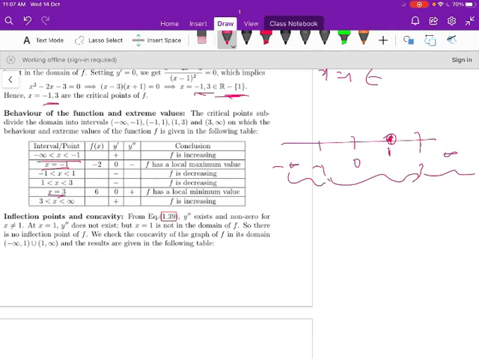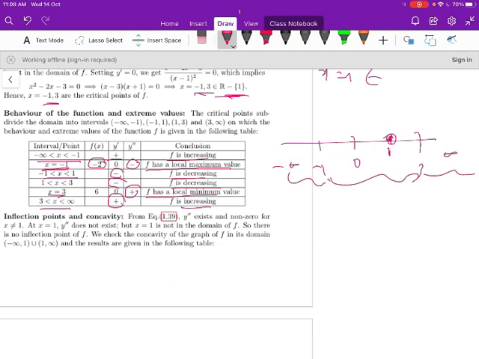For any value between minus infinity and minus 1, y dash is positive, f is increasing. At x equal to minus 1, y double dash is negative, so f has a local maximum value of minus 2. For any value between minus 1 and 1, y dash is negative, f is decreasing. For any value between 1 and 3, y dash is negative, again f is decreasing. At x equal to 3, y double dash is positive, therefore f has a local minimum value. For any value between 3 and infinity, y dash is positive, f is increasing.